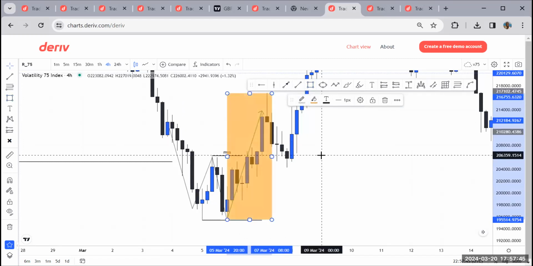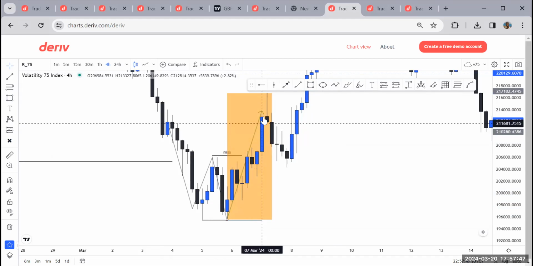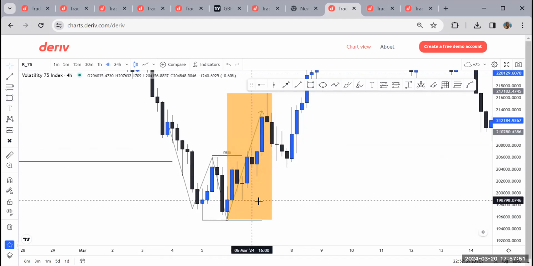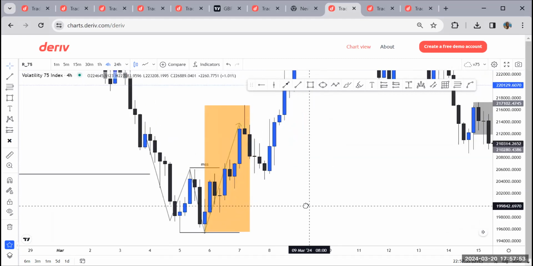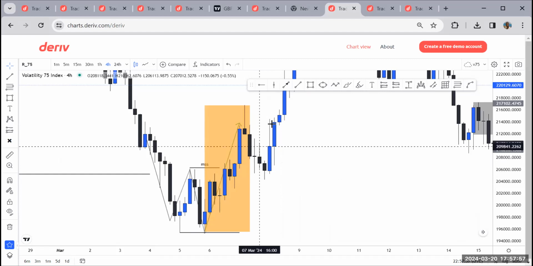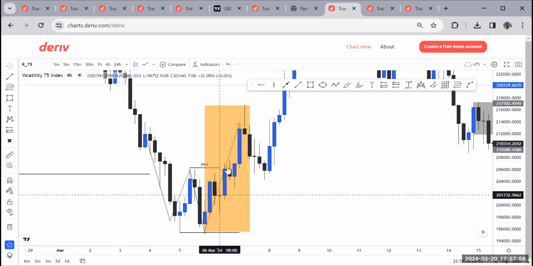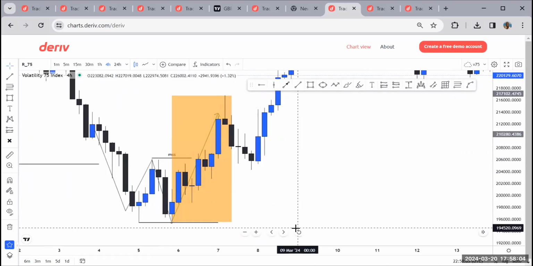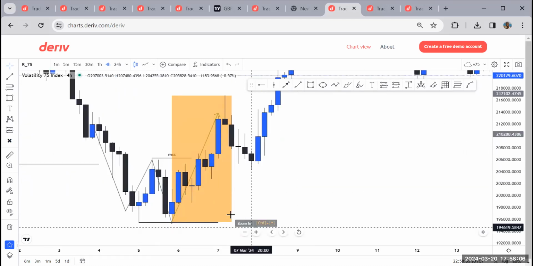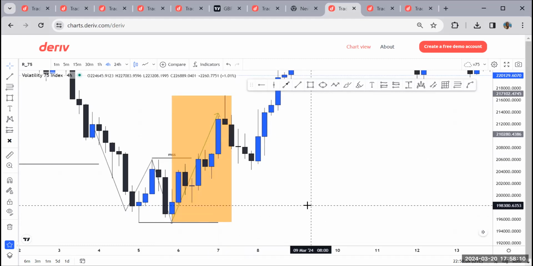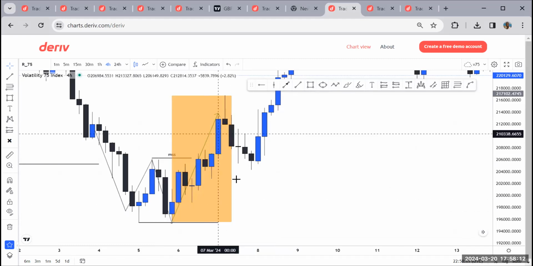you're looking for fair value gaps and order blocks. Then you take your entry there. So within this H4, we had no fair value gaps. Within this leg, can you see any fair value gap? No. You can't find one.